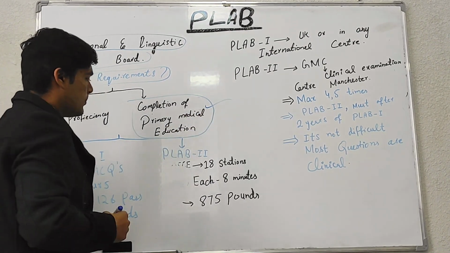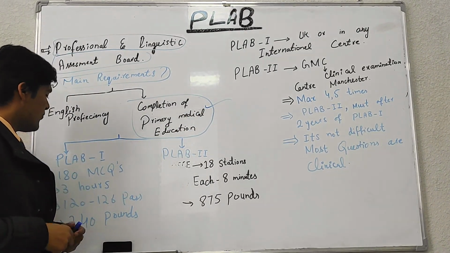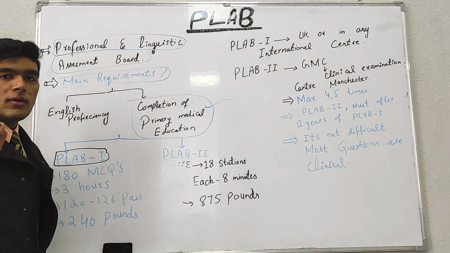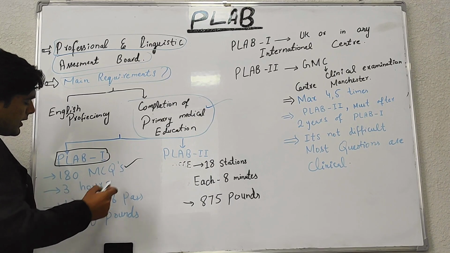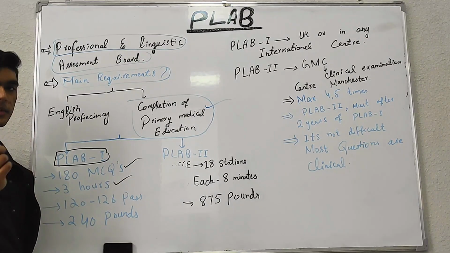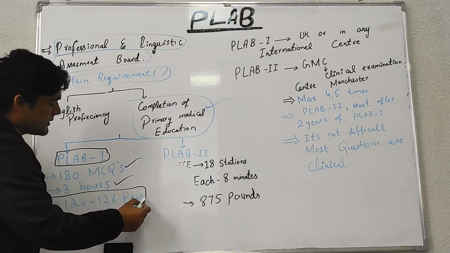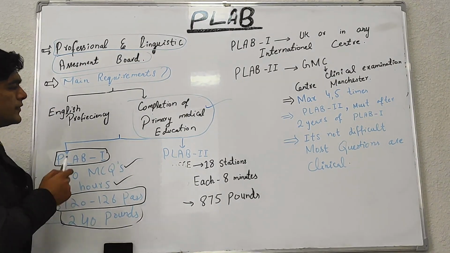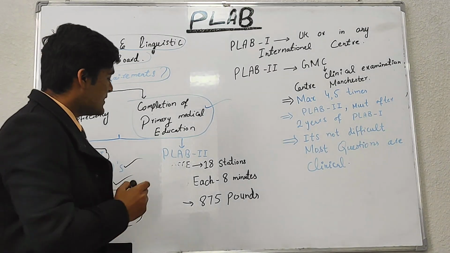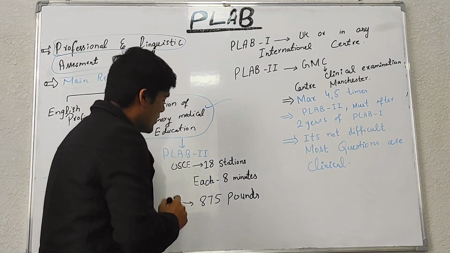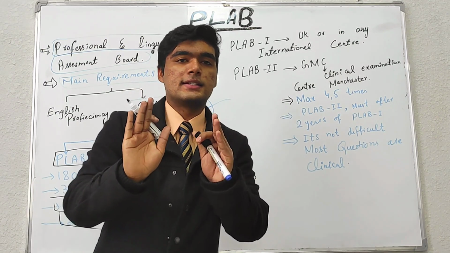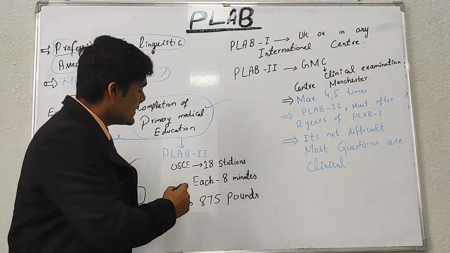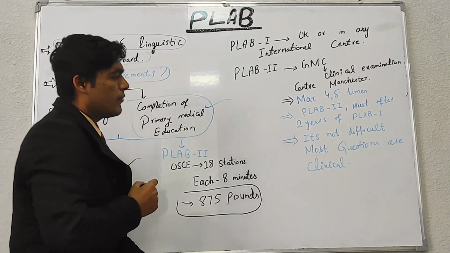So there are two parts of PLAB. One is PLAB 1 and the other one is PLAB 2. In PLAB 1, we have 180 MCQs in total. 3 hours are given for attempting these, 120 to 126 are the passing marks, and 240 pounds is the fee of PLAB 1. In the same way, in PLAB 2, we have 18 stations and there are 8 minutes for each station, and the total fee is 875 pounds for PLAB 2.